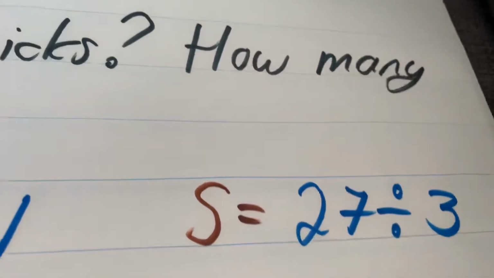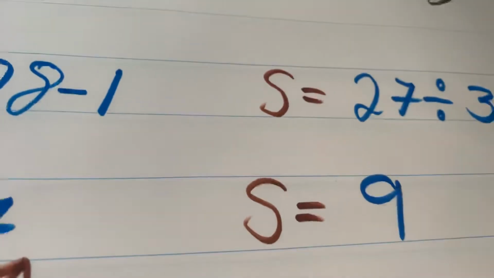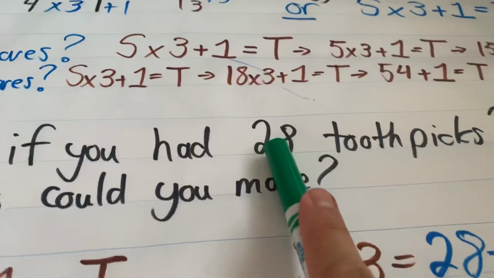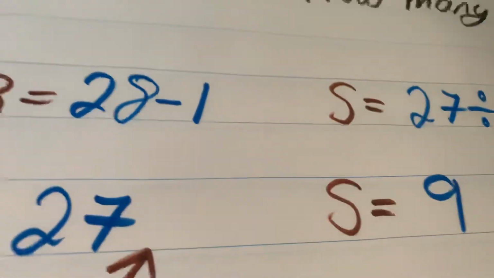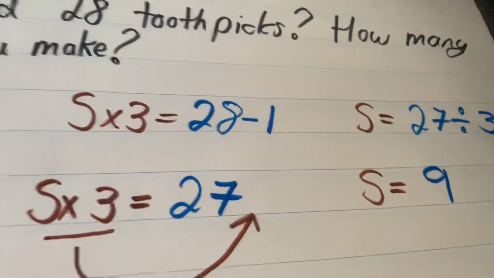Now my S is by itself, which is what I wanted. 27 divided by 3 is 9. So that means if I had 28 toothpicks, I could make 9 squares. All right? Let's look at a couple more examples of inspection.